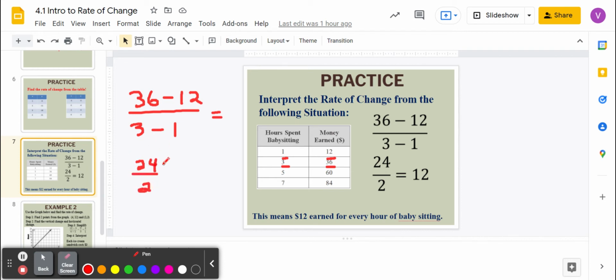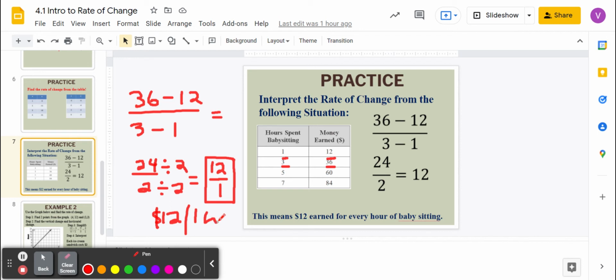Now again, I want to simplify these. I'm going to divide top and bottom by 2. And that should give me a final answer of 12 over 1 for my rate of change. Now, if you leave it the way it is, this will allow you to interpret your data. So y values are going to be the money, and your x values are going to be the hours spent babysitting. So this really means $12 per 1 hour that we babysit. Okay?